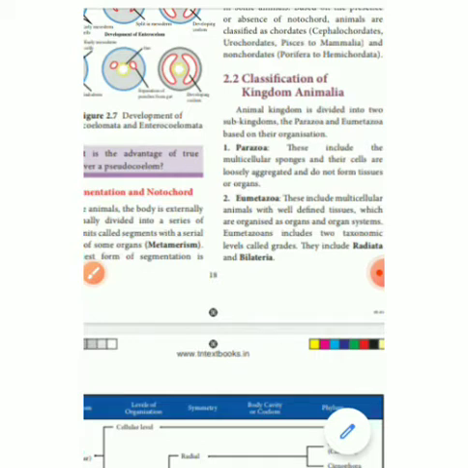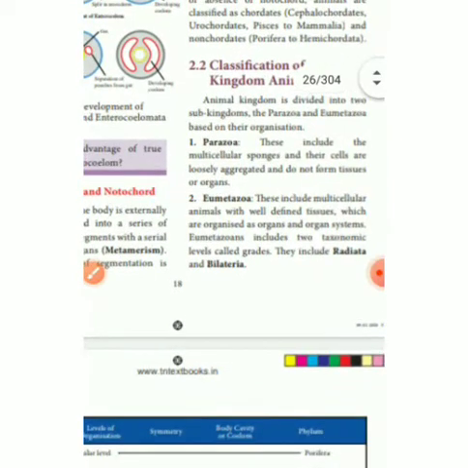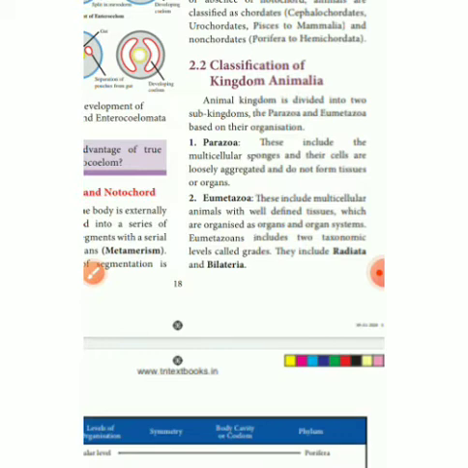In this, Kingdom Animalia is divided into two subkingdoms, that is Parazoa and Eumetazoa. The Parazoa include the multicellular sponges, and the cells are loosely aggregated and do not form tissues or organs. That type of animals come under the subkingdom Parazoa. Next we see the Eumetazoa, which includes multicellular organisms with well-defined tissue and organ systems. This type of animals come under the subkingdom Eumetazoa.